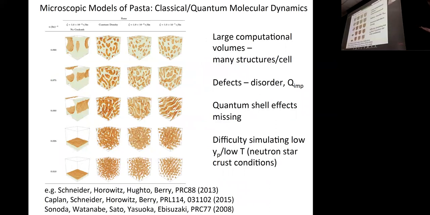People model pasta in a lot of different ways. There are two microscopic modeling paradigms, if you like. One of them is classical molecular dynamics, the other is quantum molecular dynamics. Classical molecular dynamics is the most widely used of these two. You put neutrons and protons, or particles, in a box, which you evolve according to Newton's equations. You can put in some things that mimic quantum effects.